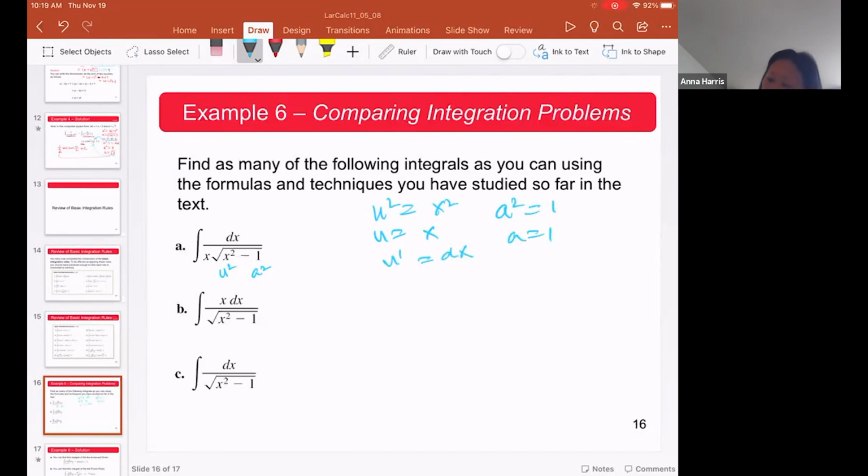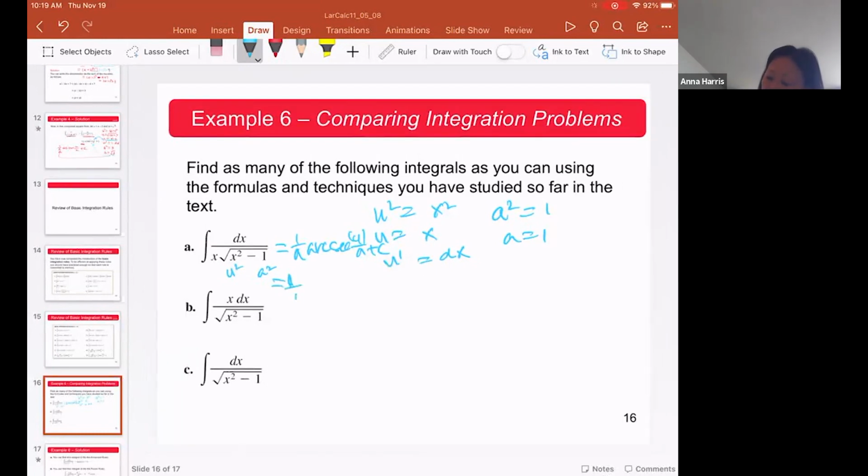All right, so I can say, okay, then I know how to take the antiderivative of this. This is simply 1 over a arcsecant of u over a plus c. So I'm going to just plug it in. My 1 over a is 1, so 1 over 1 arcsecant of u, which is x, plus c, or just simply arcsecant x plus c. So I'm done. Yes, you know how to do it.